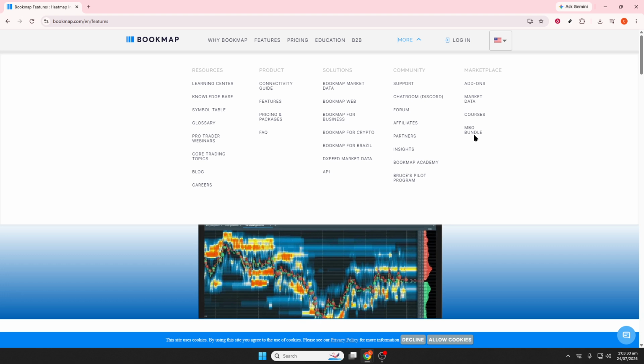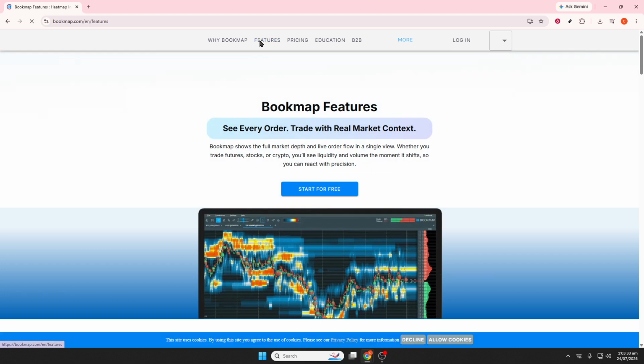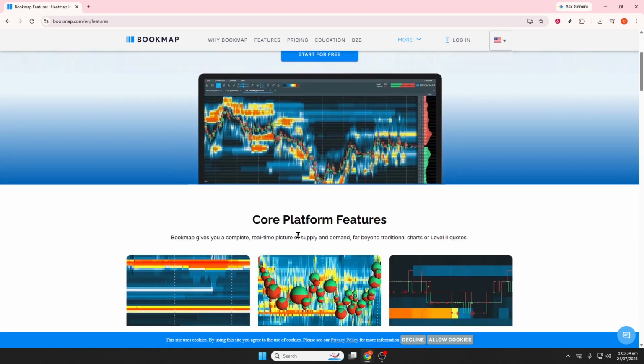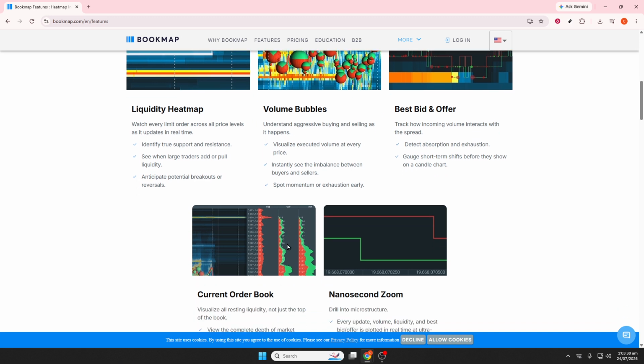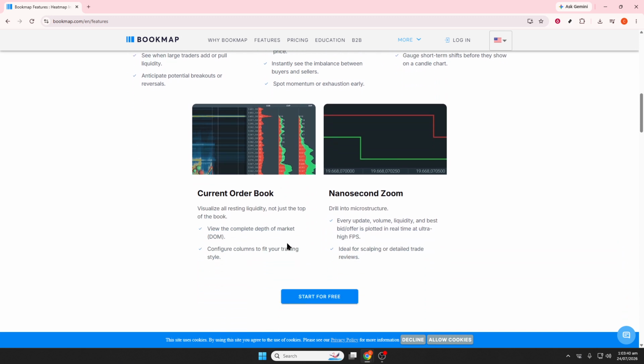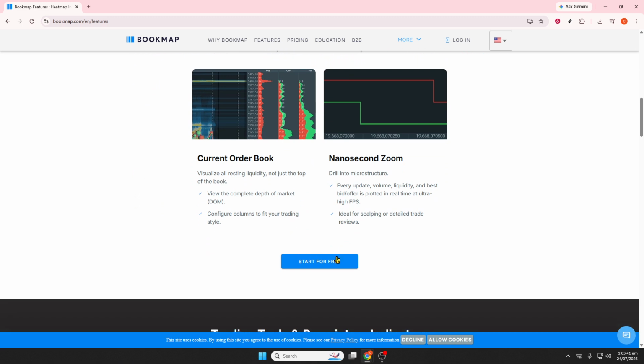Now organize the overall layout. Depending on your style, you may prefer a single chart view, a dual chart comparison, a 4-chart multi-market setup, or even a layout spread across multiple monitors. Resize the charts and panels so the workspace feels balanced and efficient on your screen. The idea is to create a setup that supports quick decision making without wasting space.